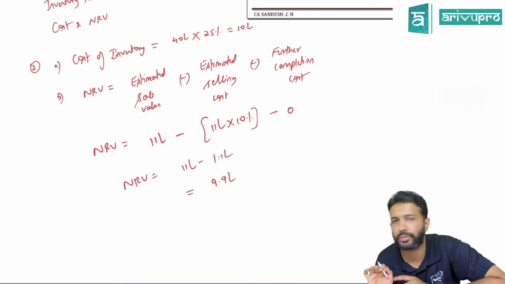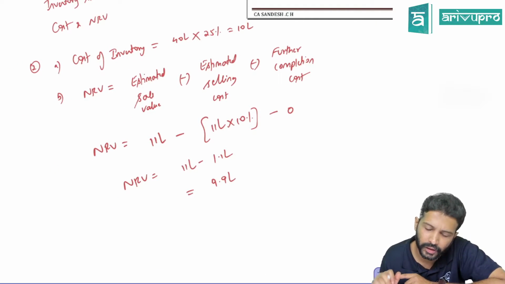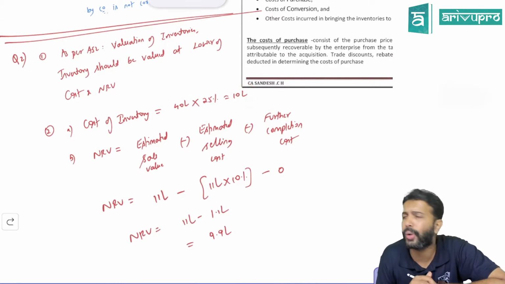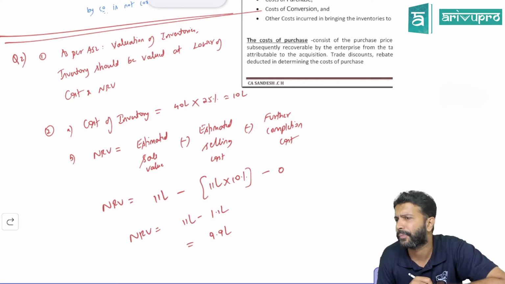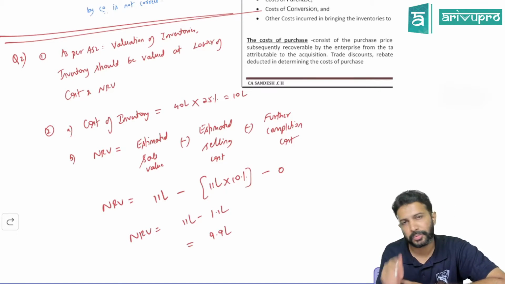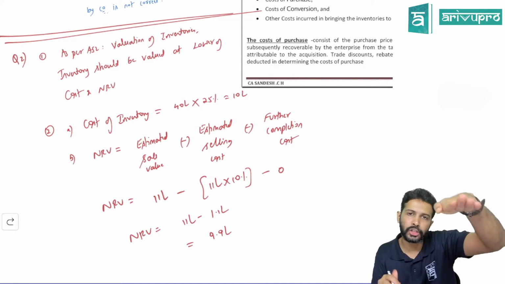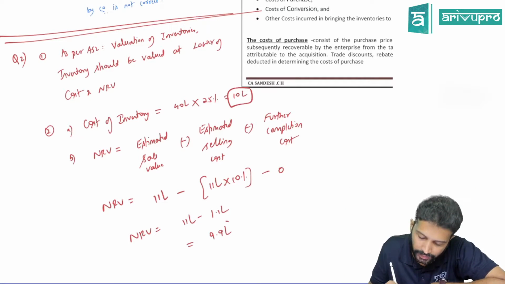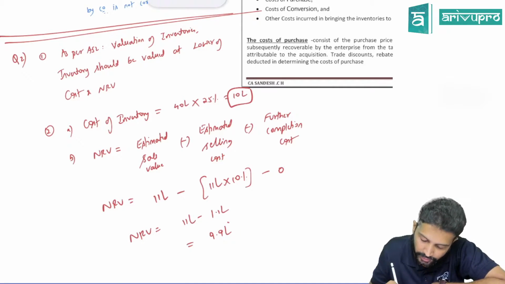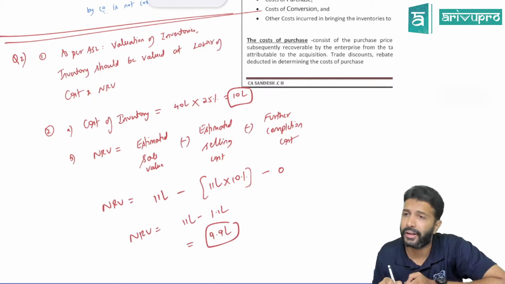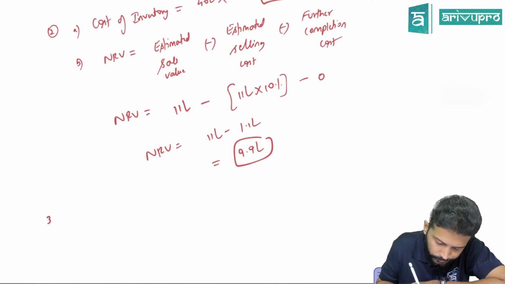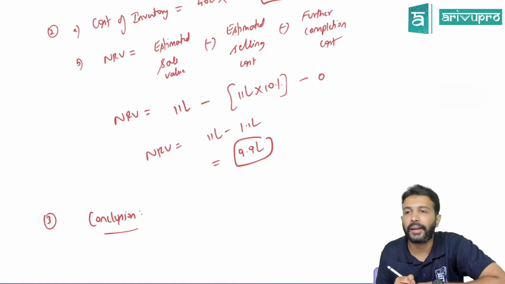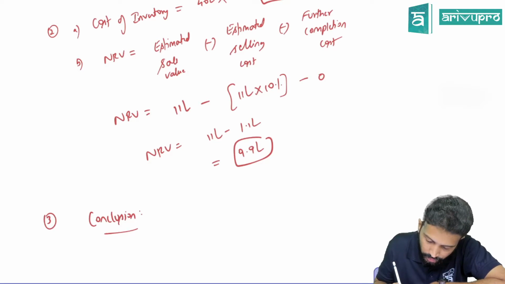Okay, everyone. In terms of our calculation, everything is looking good. Now, the company wants to value the inventory at 10 lakh. Can they do it as per AS2 or not? They can't. Why? As per AS2, inventory should be valued at cost or NRV, whichever is lower. Here cost is 10 lakh. NRV is 9.9 lakh. Which is lower? 9.9. Therefore, value the inventory at NRV of 9.9 lakh.